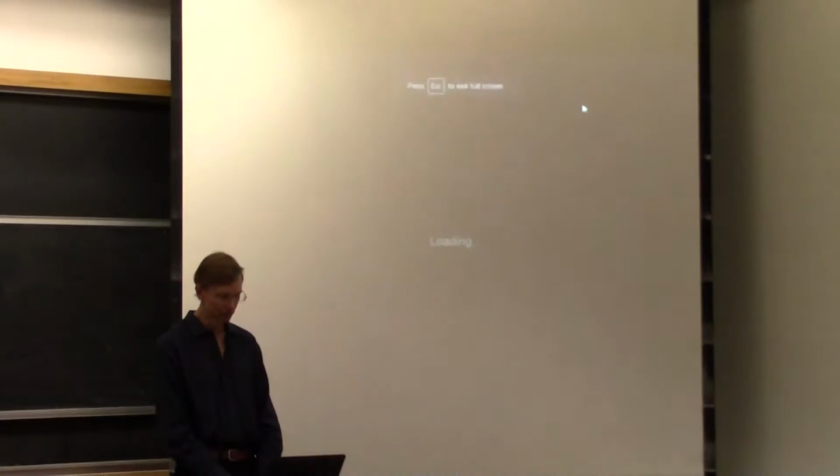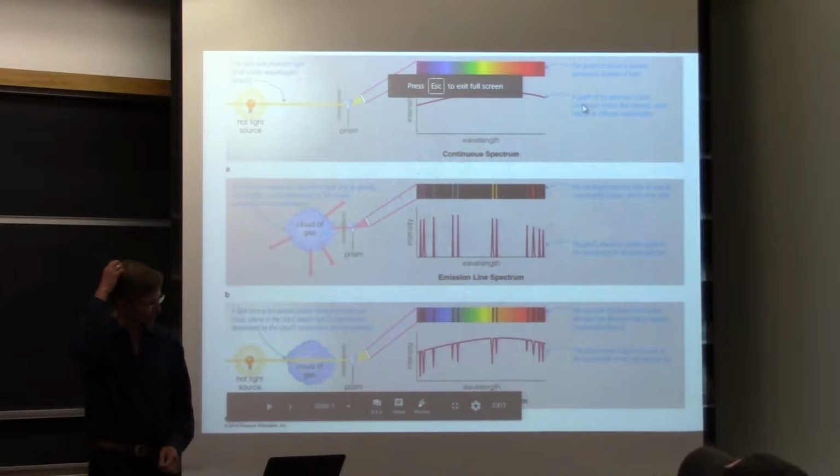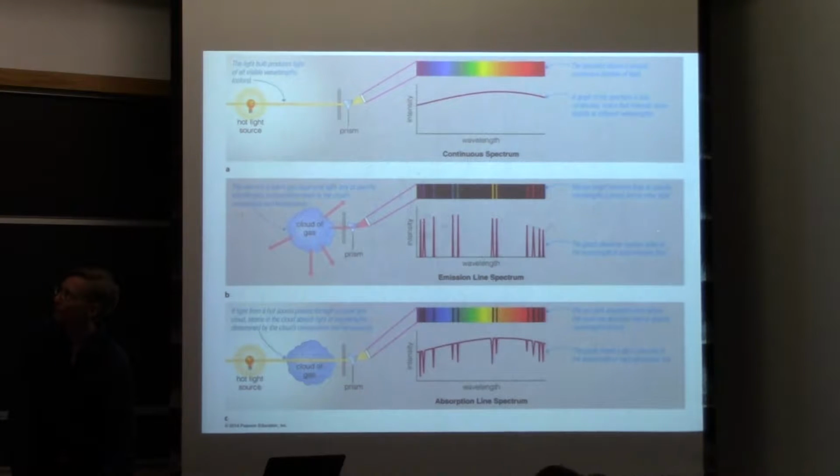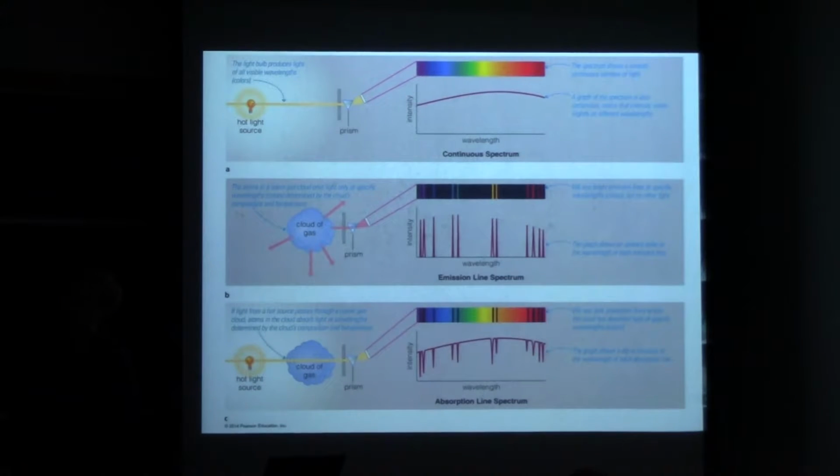let's talk about the rules first, kind of take the historic approach. The so-called Kirchhoff's laws were worked out before we understood what was going on. So here's the rules. There's three kinds of spectra. You've got a continuous spectrum, which is, for the visible part of the spectrum, a continuous rainbow of color. Every wavelength is present. And so you get a continuous spectrum from a hot, dense light source.